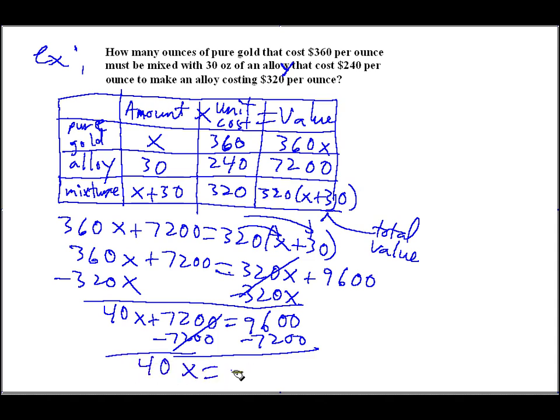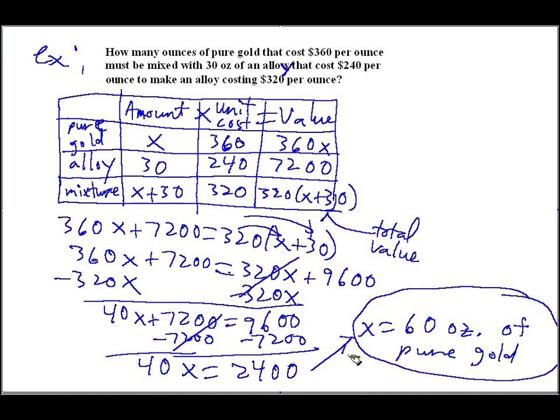40x is equal to 2400. All right. And dividing both sides by 40 to solve this equation, I'm going to get 60, I believe, right? So 2400 divided by 40 is going to be 60. So therefore, we get x equal to 60. All right. So it says how many ounces of pure gold do we need? Well, x is the amount of pure gold that we need here. So we need 60 ounces of pure gold to make this mixture.